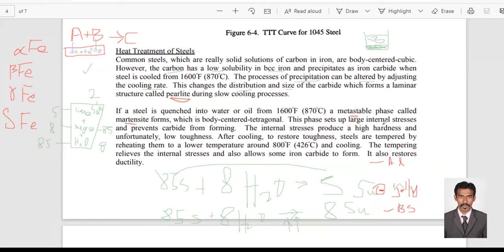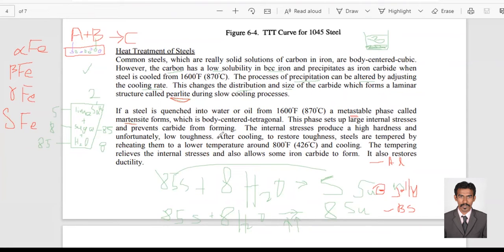This phase sets up large internal stresses and prevents carbide from forming. So here what happens is the martensitic state forms, which is metastable and sets up large internal stresses. So maybe some forces in the interior, and it prevents carbide from forming. The internal stresses produce a high hardness and unfortunately low toughness.